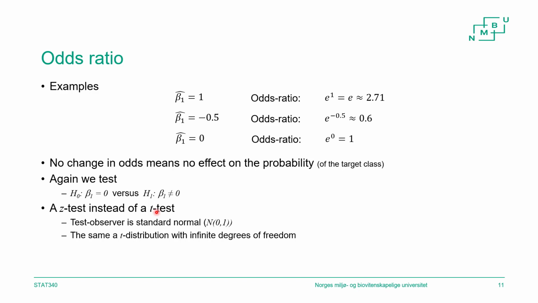Say that, okay, it's not t-distributed, but it's probably not very far from normal distributed, this test observer. And actually you can think of a normal distribution as a t-distribution with infinite degrees of freedom. But this is sort of an approximation. And remember this, that the GLM p-values are not exact anymore, like they are for the linear model.